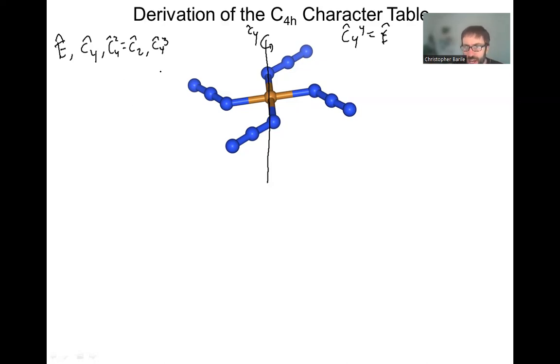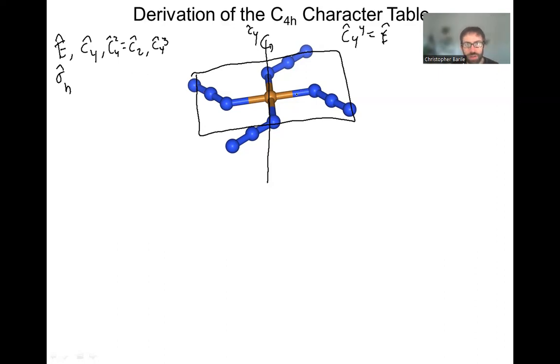And then the C4h point group, because it has h in it, is telling us we have a horizontal mirror plane. This is going to be in the plane of the molecule. So it's perpendicular to the principal rotation axis, the C4. So we have that sigma h.